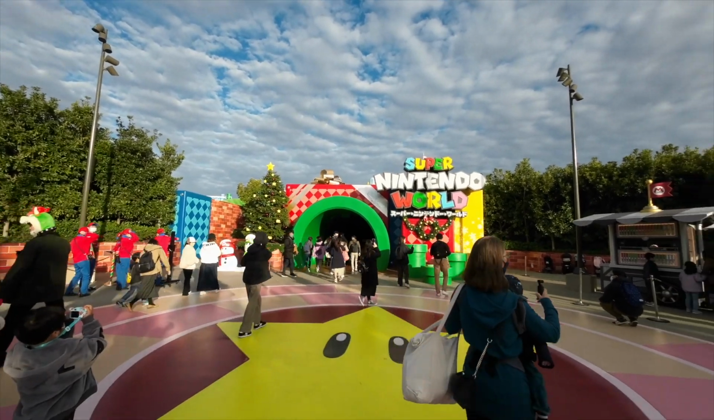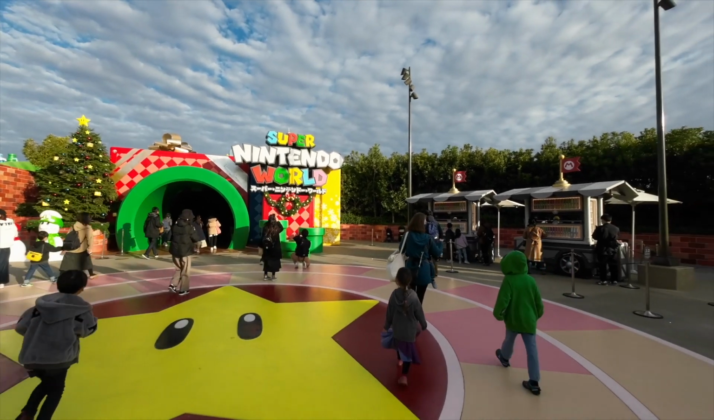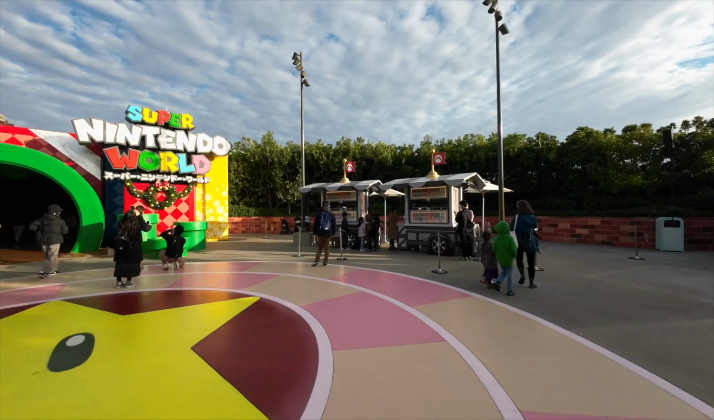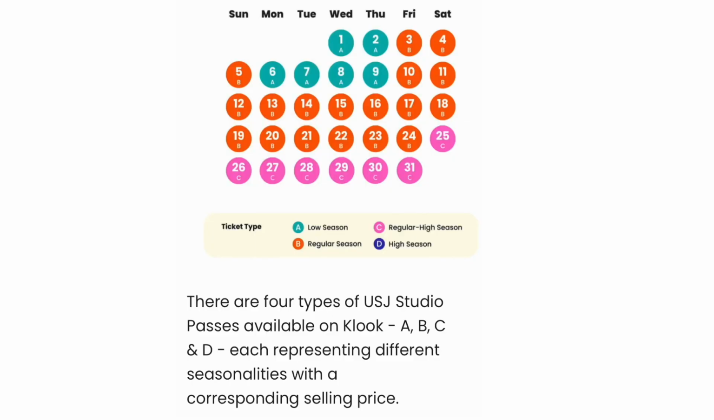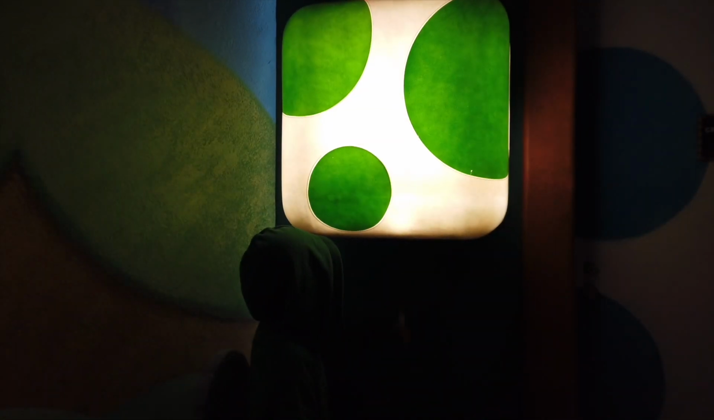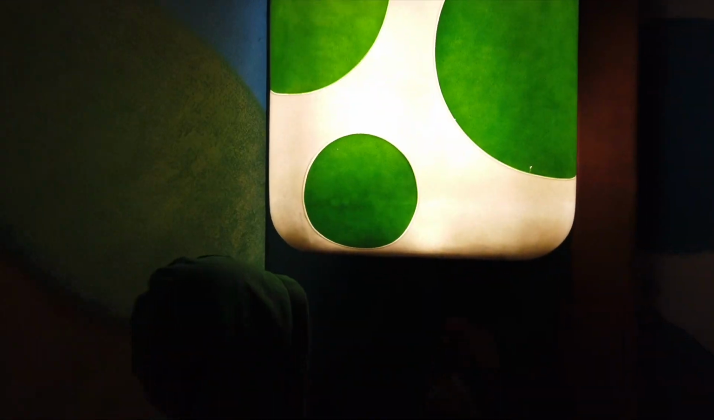The part that people have been most confused about is, what is the difference between one-day studio pass A, one-day studio pass B? What do these letters mean? The A, B, C, and D refer to different seasonal prices. A is the low season and least expensive tickets. B refers to regular season. C is regular/high season. And D is high season, and those are the most expensive prices.